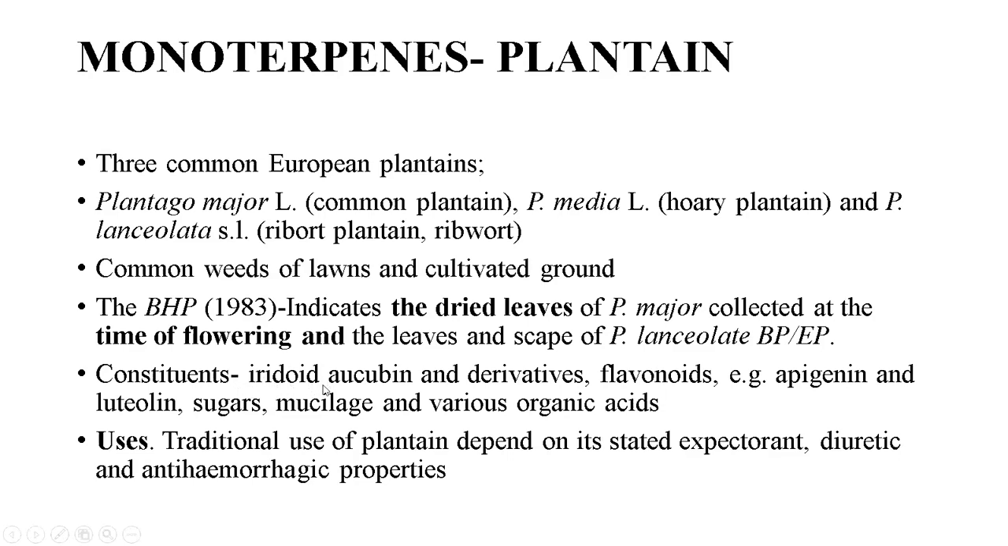The constituents include the iridoids. If you ever see this, you just know it's a bitter tonic. So again, we will definitely know that it will be used for the GIT. Traditional use of plantain depends on its stated expectorant, diuretic, and anti-hemorrhagic properties. So for this, our take-home message can be that it is used as an anti-hemorrhagic, and also as a diuretic, aside from it being a bitter tonic.